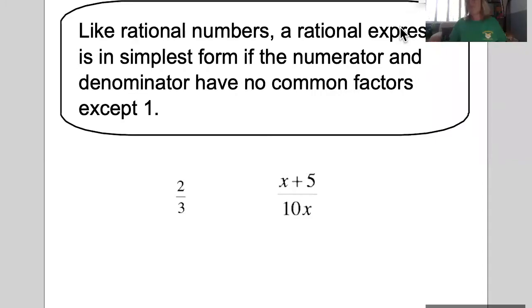So rational expressions are considered simplest form when there are no common factors in the numerator and denominator other than 1. Just like on a fraction, the idea is the same, that we can simplify any kind of rational expression if there is a common factor.